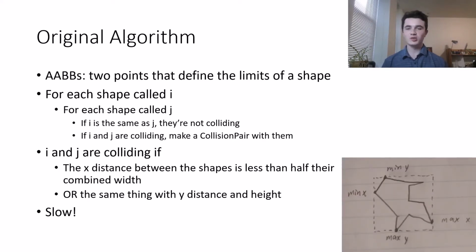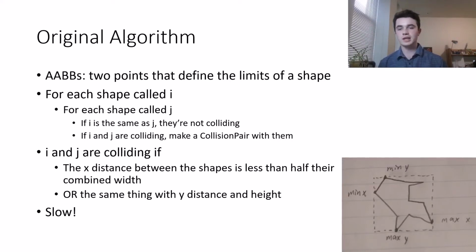So the original algorithm uses axis line bounding boxes, which are made up of 2 points that define the limits of a shape. So the axis line bounding box for the shape in the picture is made with its minimum x and minimum y. That makes up 1 point, and the maximum x and the maximum y make up another point. So the entire shape is enclosed within this rectangle.